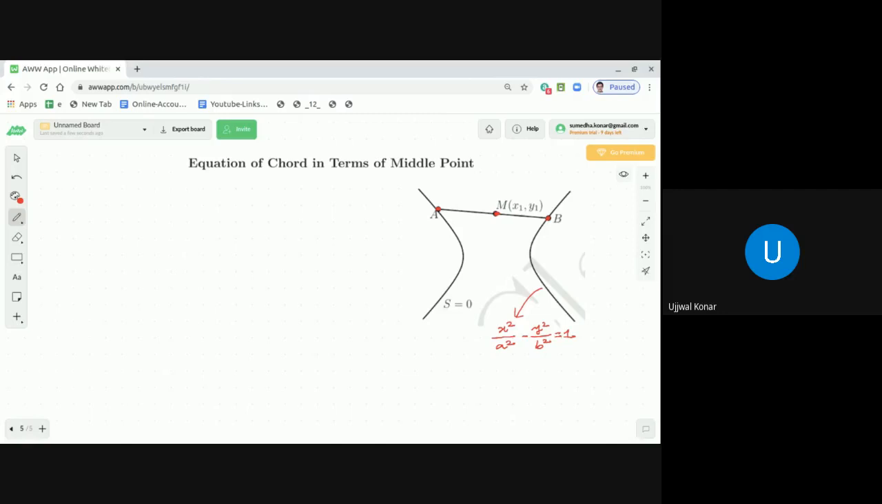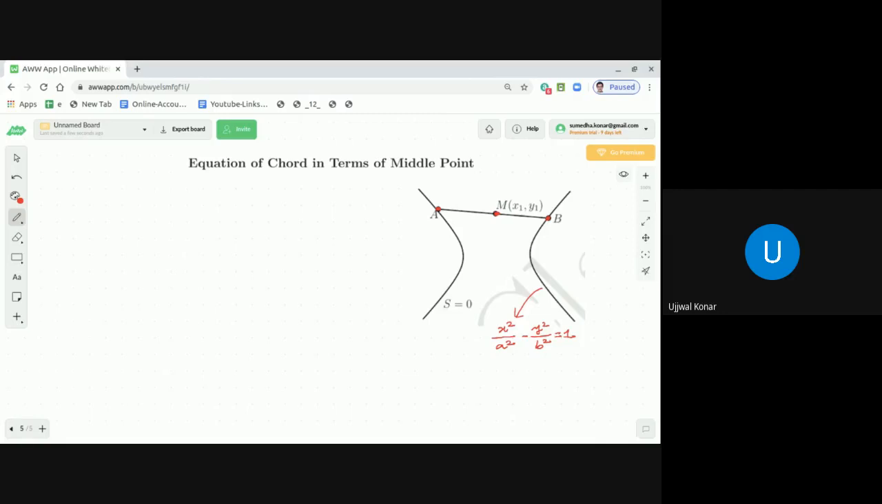Let me clarify once more, dear students, in case I made any slip of tongue. AB is a chord. That line segment is the chord. Now, we have the midpoint of AB, that is the point M. Its coordinates we are aware of, that is x1, y1. That is the second information. And the first information, we know the equation of the hyperbola under consideration, that is x square by a square minus y square by b square equal to 1.